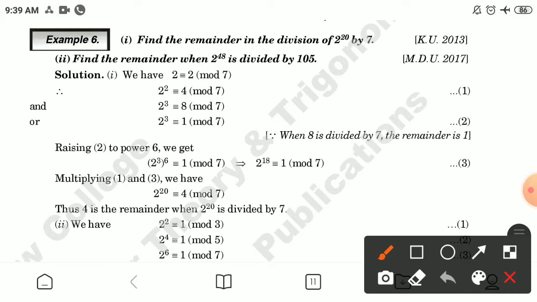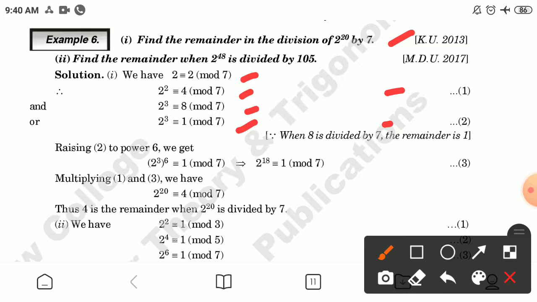Now next one, find the remainder in the division of 2 raised to power 20 by 7. We have 2 is congruent to 2 mod 7, 2 raised to power 2 congruent to 4 mod 7, 2 raised to power 3 is congruent to 8 mod 7, or 2 raised to power 3 is congruent to 1 mod 7. When 8 is divided by 7, the remainder is 1. Here writing 1, this is second.